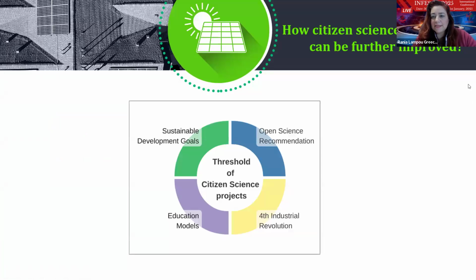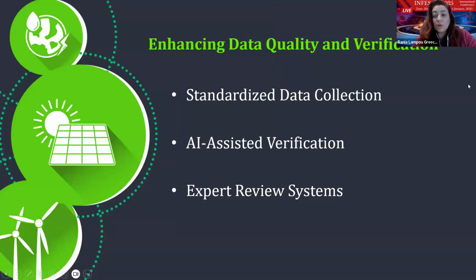So how can citizen science platforms be further improved? Of course, through enhancing data quality and verification. This can be done through standardized data collection. We know that one challenge with citizen science is ensuring data accuracy. Introducing more standardized protocols for data collection can help improve data reliability.